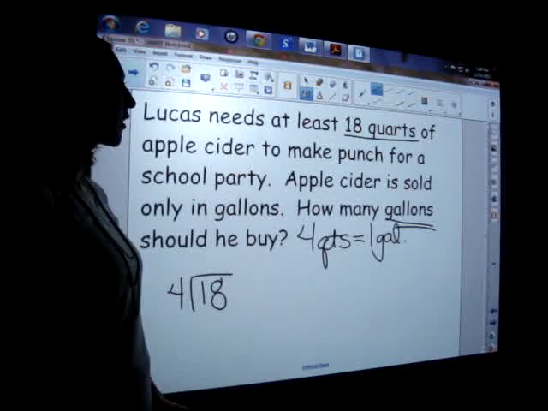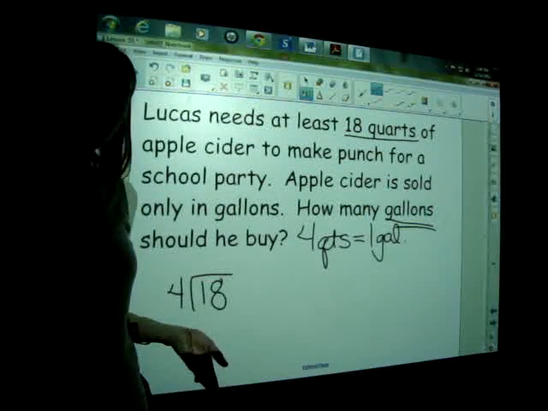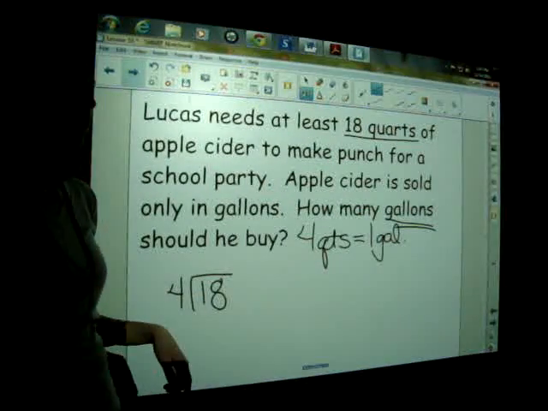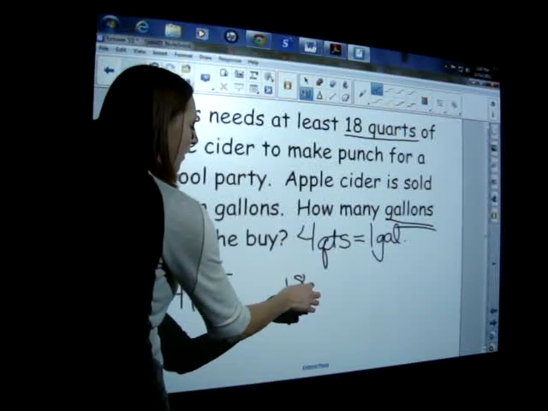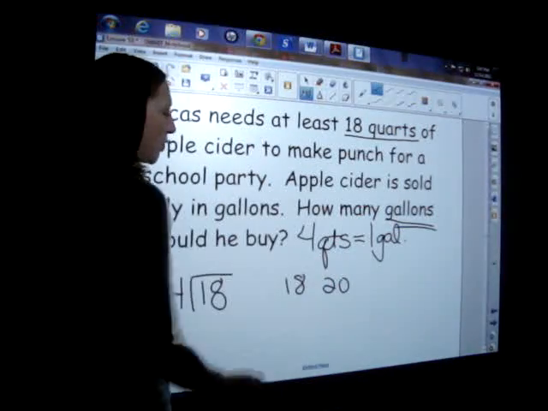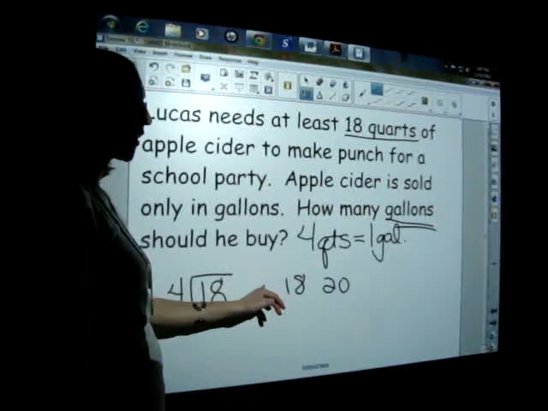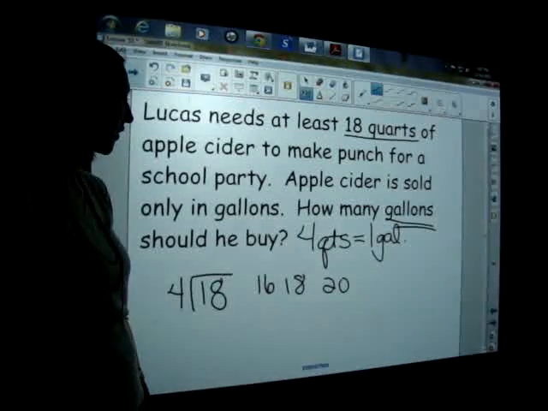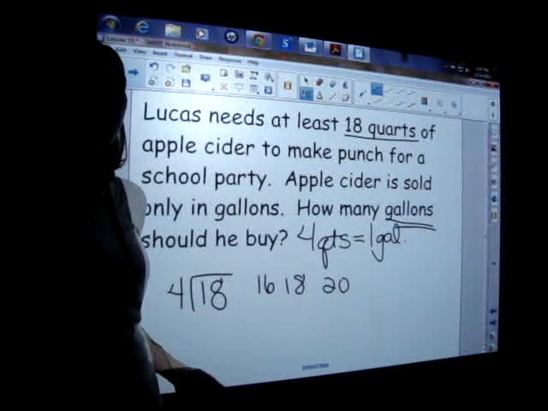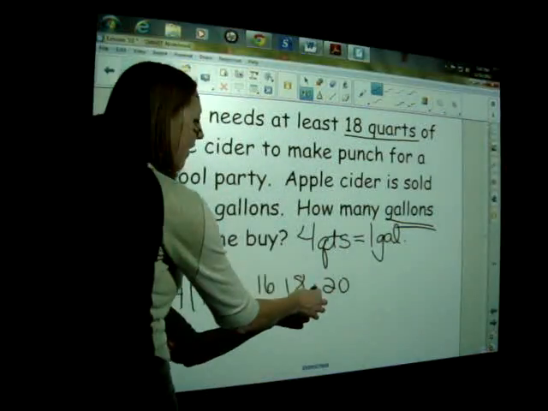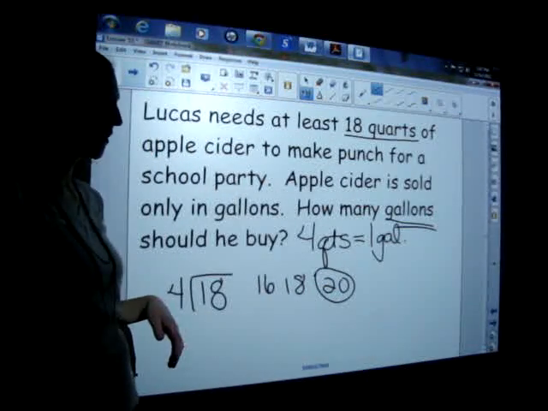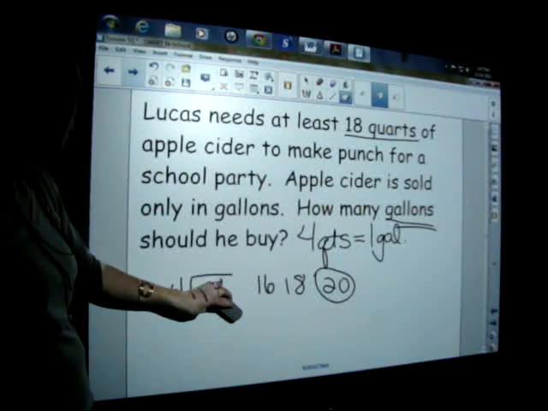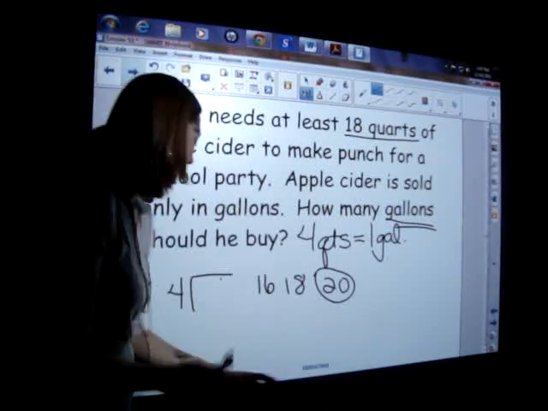But I'm going to just think, well, we can't buy part of a gallon, so we're going to have to use a different number than 18. 18 is close. It's close to 20, which is divisible by 4. And another number that's smaller would be 16. That's also divisible by 4. But we want to make sure we have enough apple cider. So we're going to use the number 20. So instead of saying 18 divided by 4, we're going to change that and we're going to use the number 20 divided by 4.